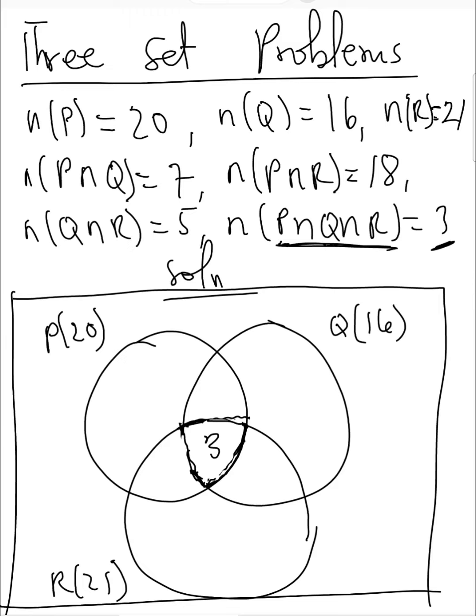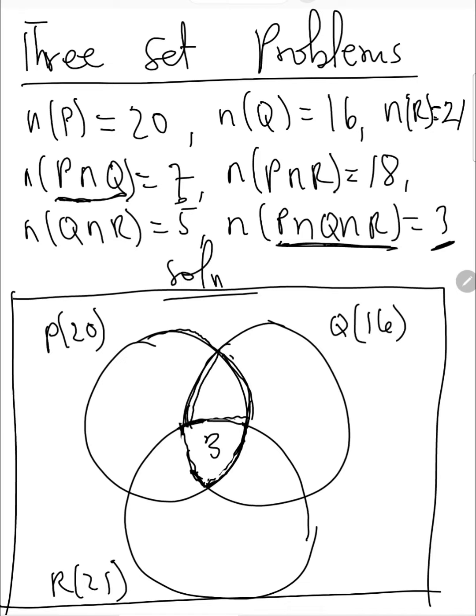Now, from the question 2, we have been given the number of P intersection Q. So P intersection Q means we look at the circle where P and Q intersect or they meet. So this is circle P, right? This is circle Q. So here we have the circle P to be this. We have the circle Q also to be this. Okay.